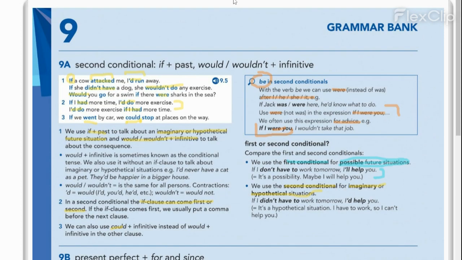We are going to do the exercise from page 143, okay? And well, Rachel, that was all for today, the second conditional. I hope you have understood it, and if not, you can tell me, okay?